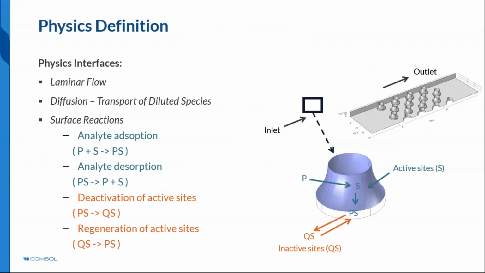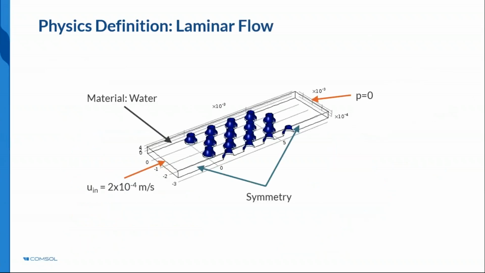The model uses three main physics interfaces to describe the reactions, flow and diffusion within the system. The laminar flow interface describes the fluid flow within the channel, solving the Navier-Stokes equations. The fluid properties are assumed to be those of water, with a flow of 0.2 millimeters per second entering the left-hand side of the sensor, with the flow exiting at the outlet, assuming a zero pressure boundary condition.